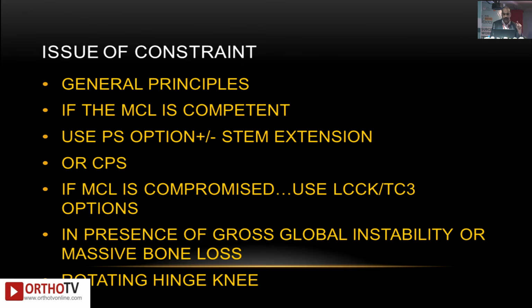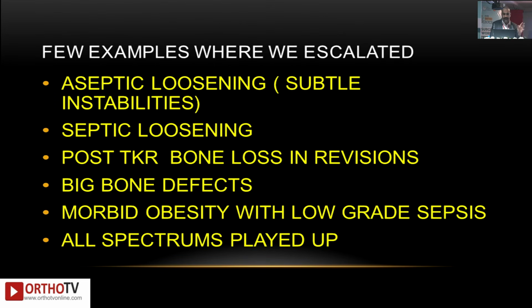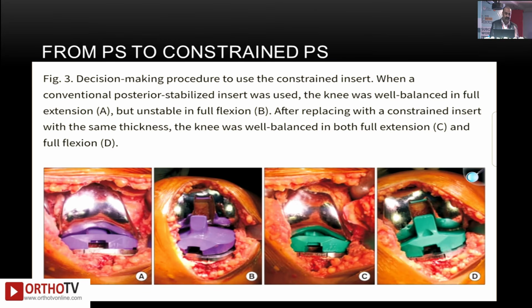If the MCL is compromised a little bit, it is obviously overstretched, you can use the LCCK. But if there is gross global instability, you have a good clinical examination, good radiographs, everything you have seen pre-op of the patient, then you have to keep an RHK ready. A few examples where I've escalated encompass aseptic loosening, septic loosening, post-TKR bone loss, big bone defects, and morbid obesity. So all spectrums are played up, I'll try to be quick.